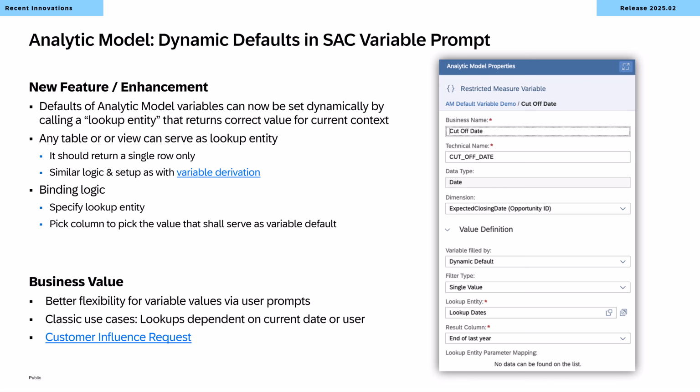So how this would work is that you have a variable, and then in order to find what would be the right default, you use another entity, so any table or view that would compute that value.